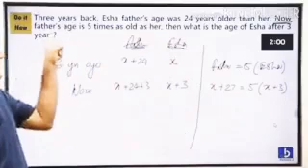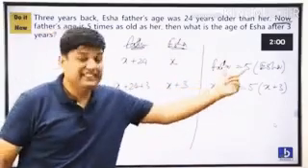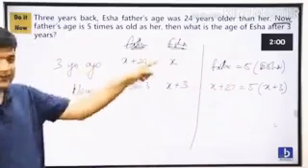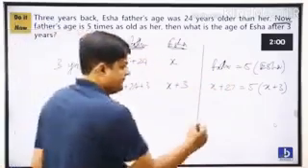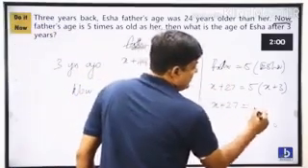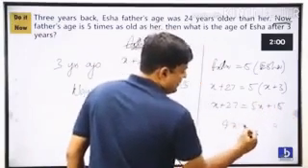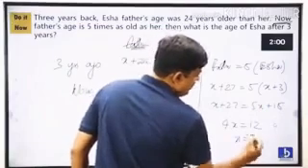Now, father is 5 times, when this condition, now condition. Do you have now data? Yes. How did you get now data? 3 years back, you assumed, come like this. X plus 27 is equal to 5x plus 15. Open the brackets carefully. Now here, 4x is equal to 12. X is equal to 3.